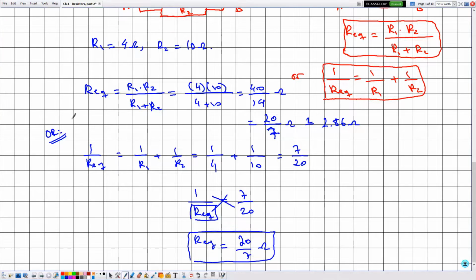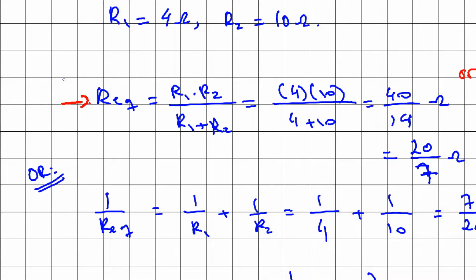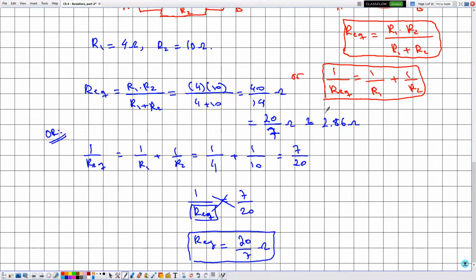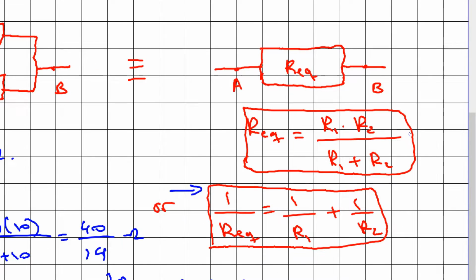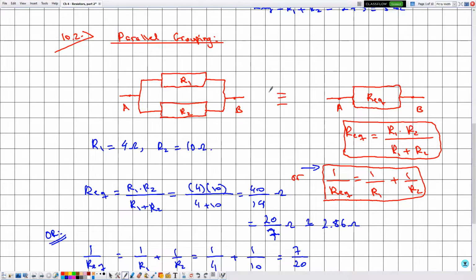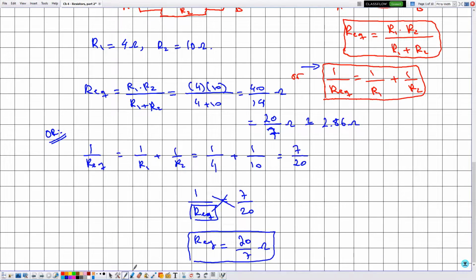Okay, so it seems that this one is easier, because here it directly gives us the result. But what is important in this equation is that in case we have 3 resistors, we cannot use this formula. In case of 3 resistors, we will use this formula. Okay, so let me state the following.